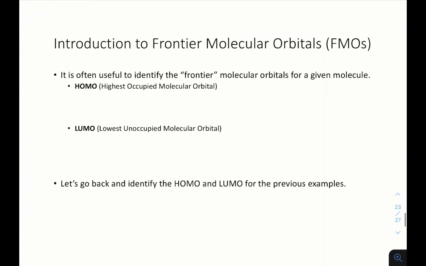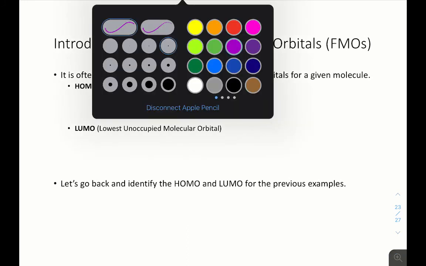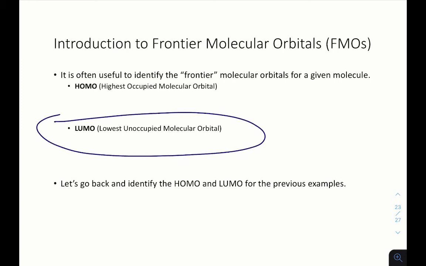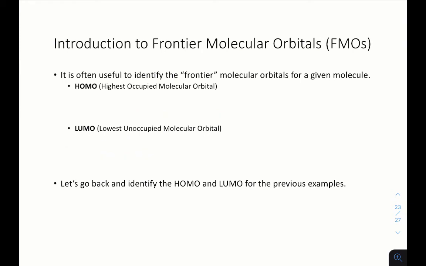Before we finish today, I would like to introduce frontier molecular orbitals, because it is often useful in chemistry to identify the highest energy occupied molecular orbital, aka the HOMO. Occupied means filled with electrons. And the lowest energy unoccupied molecular orbital, aka the LUMO. Unoccupied means no electrons. These two orbitals are involved in chemical reactivity, so being able to identify them is quite useful for us.